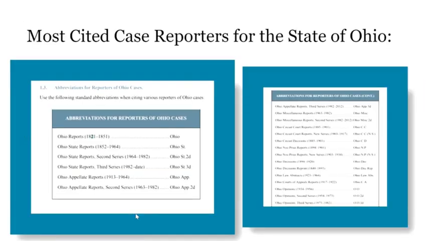Here I just included some of the most cited case reporters for the state of Ohio. So these are some of the most used abbreviations for citing various reporters of Ohio cases. You can find this in the Ohio Writing Manual on pages 19 through 20. So just remember that's there too when you're creating your citations.